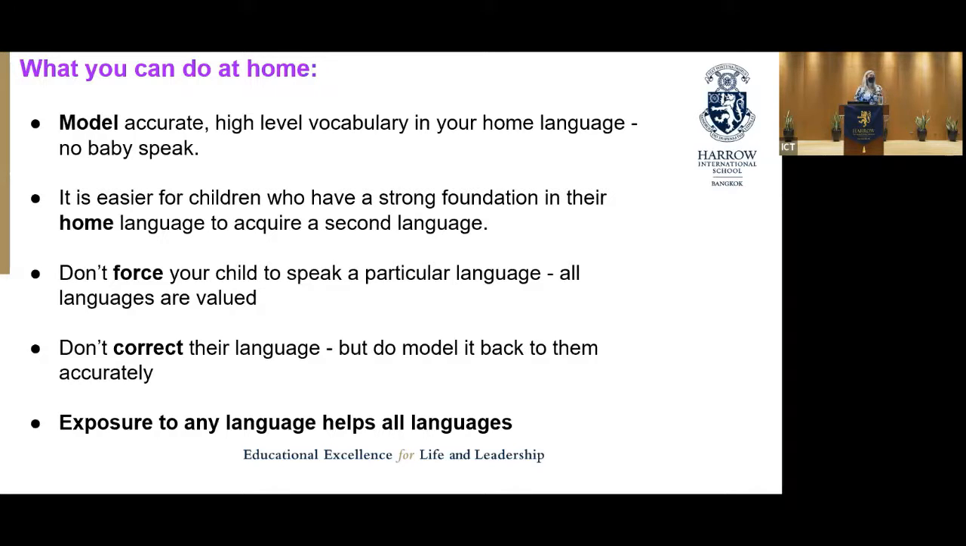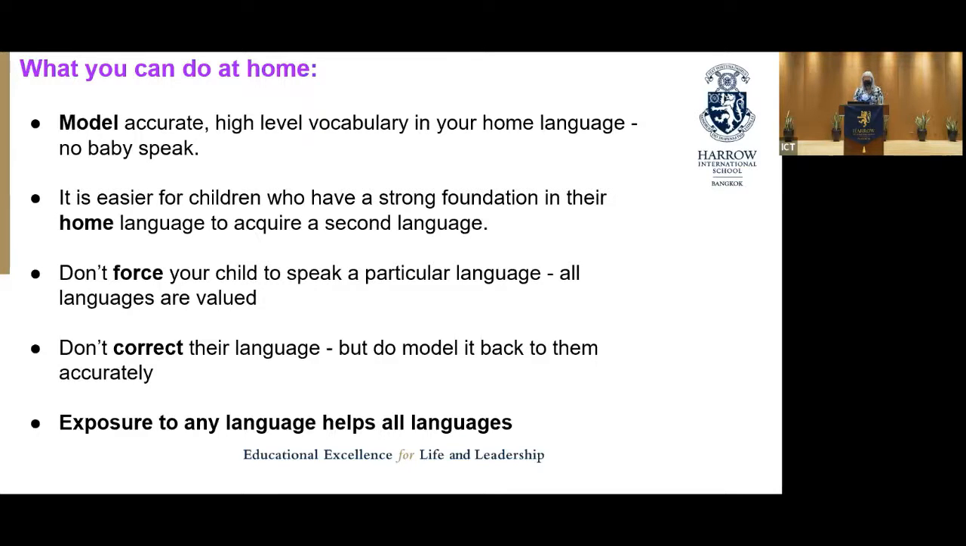Don't force your child to speak a particular language. Allow them to have that choice of language that they're confident in and happy in. That's similar to the interactions we'll be having at school. Whatever language they choose to interact in, that is the language we will respond in, or we will respond in their Thai or Chinese, whatever their home language is, if possible, and then follow on with the modeled English. So never force a child to speak a particular language or tell them not to speak a particular language. Allow them to build that for themselves. Don't correct their language.